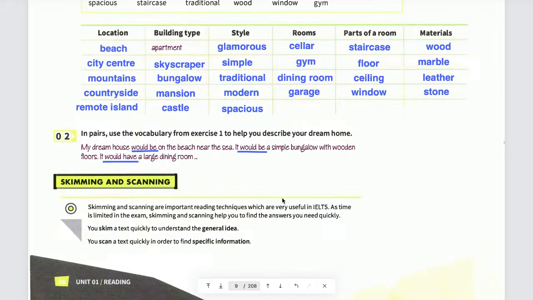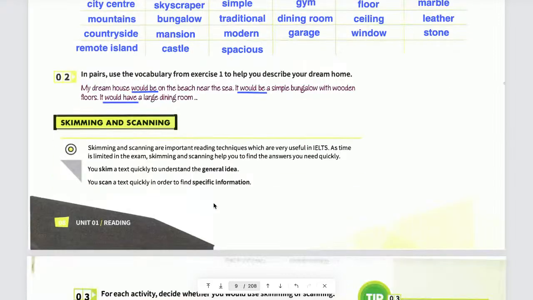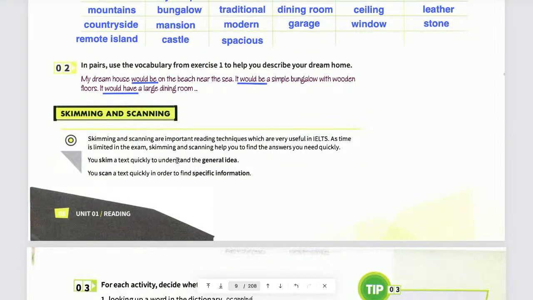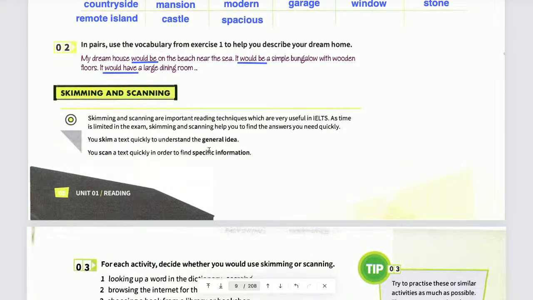Alright, now let's move on to the next exercise. First of all, just read the note here. Skimming and scanning. Thiên Nga, read that. Skimming and scanning are important reading techniques which are very useful in IELTS as time is limited in the exam. Skimming and scanning help you to find the answers you need quickly. You skim a text quickly to understand the general idea. You can scan a text quickly in order to find specific information.